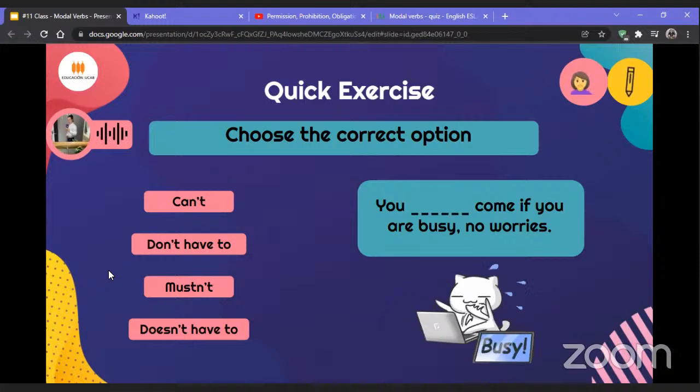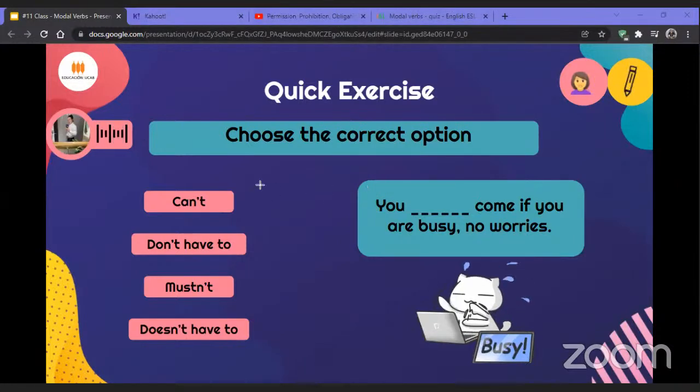Okay, perfect. And now in this case, we're going to have some exercises. So we have four options and we need to fill the blank. In this case, I will have Leticia. Please read the sentence and then tell us the answer. You don't have to come if you are busy. No worries. Excellent. Good work.